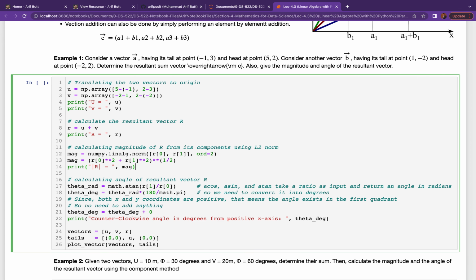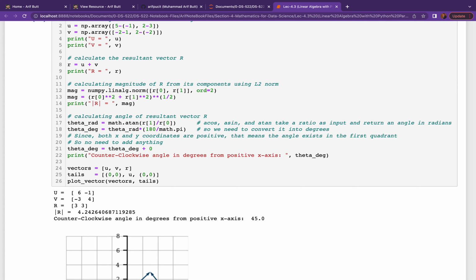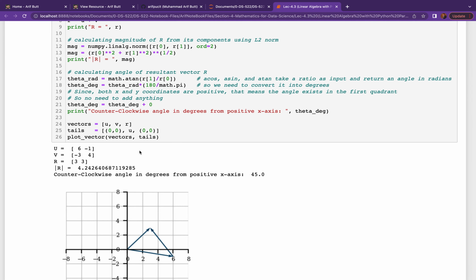Let me just simply execute it. So you see, we have added the two vectors U and V to get the resultant vector R. This is also shown graphically over here. So you see mathematically this U is 6, minus 1, V is minus 3, 4, and you just sum it up, you get 3, 3. So this is the vector 6, minus 1, this is the vector graphically, and this is minus 3, 4 drawn at the head of the first vector U, and this is the resultant vector R, 3, 3 graphically.